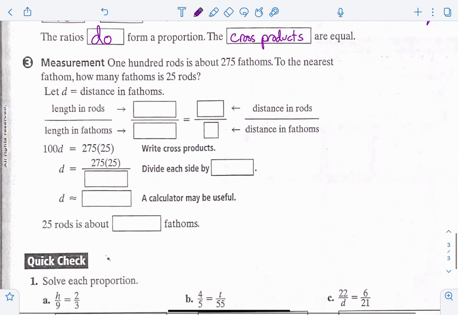100 rods is about 275 fathoms. To the nearest fathom, how many rods is 25 rods? So we're just going to set up two fractions, and then we're going to solve to find the missing piece with cross products. So length in rods.